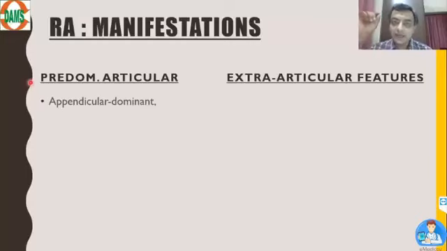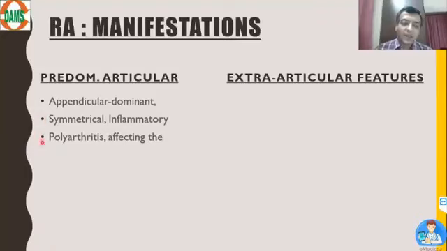Yesterday we understood the approach to arthritis. I want you to recall that and put it in a proper manner. What we saw yesterday: inflammatory polyarthritis, which is appendicular dominant and more commonly symmetrical in the involvement. Polyarthritis, now we know the definition, is greater than or equal to 5 joints, affecting the small joints of the hand.